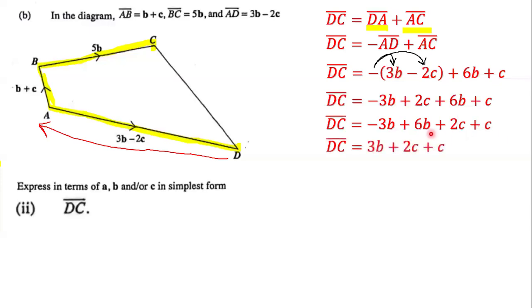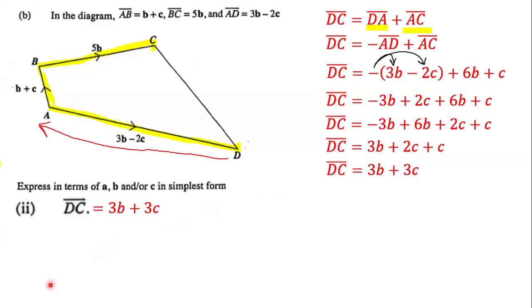Next, we say, okay, let's work on these two terms, negative 3B plus 6B. Negative 3B plus 6B is equal to 3B. And 2C plus C, we bring that down. What is 2C plus C? 2C plus C is 3C. So we have that DC is equal to 3B plus 3C. I'll just leave it as such.